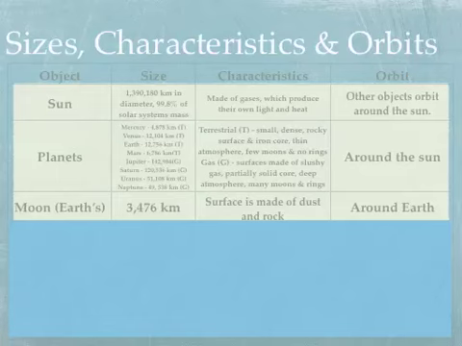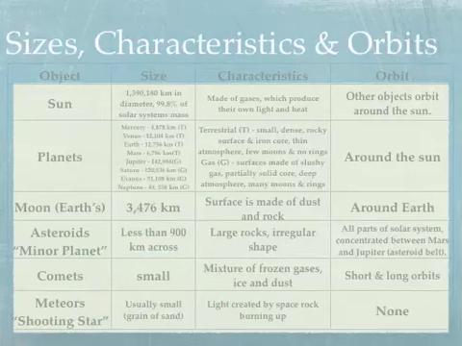Earth's moon is 3,476 kilometers in diameter, so it's obviously smaller than the Earth, needs to be in order to be orbiting around the Earth. The surface is made of dust and rock, and instead of orbiting around the sun like the planets, the moon orbits around the Earth. And if we were to look at some other moons, they orbit around other planets.